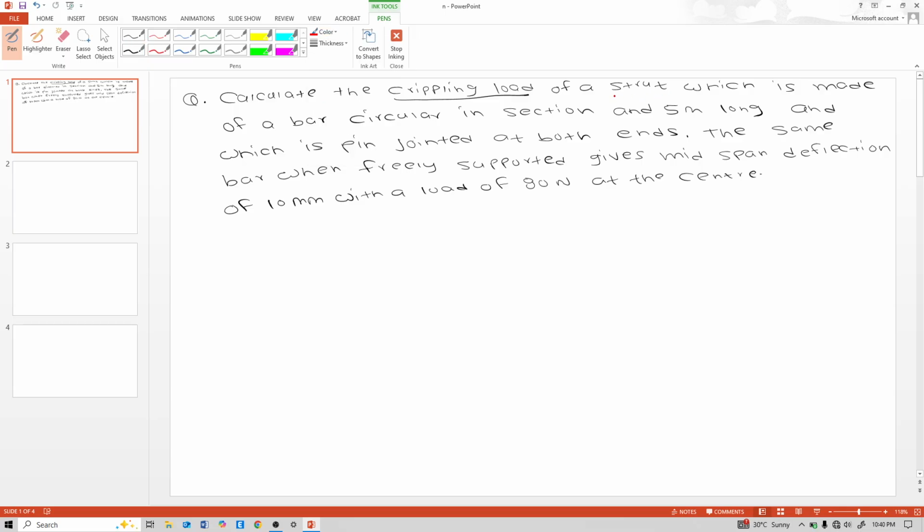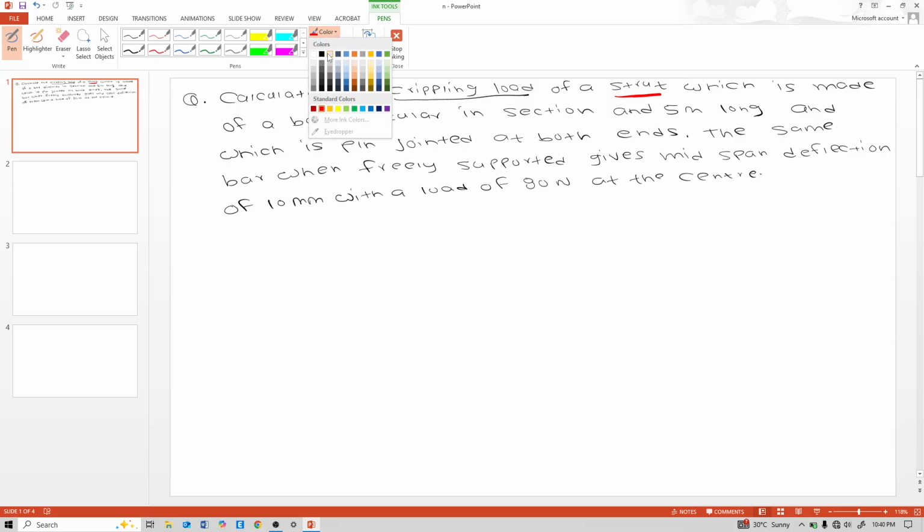And see this strut. I told you in our first lecture of this chapter that strut is nothing but a structural member, and this strut carries compressive load, and this strut is usually small in length.